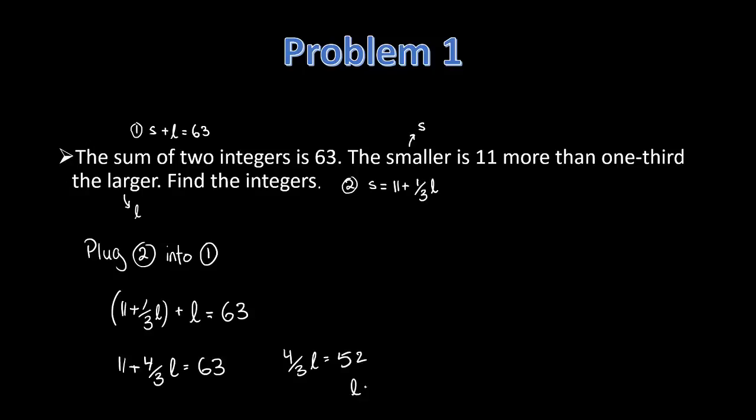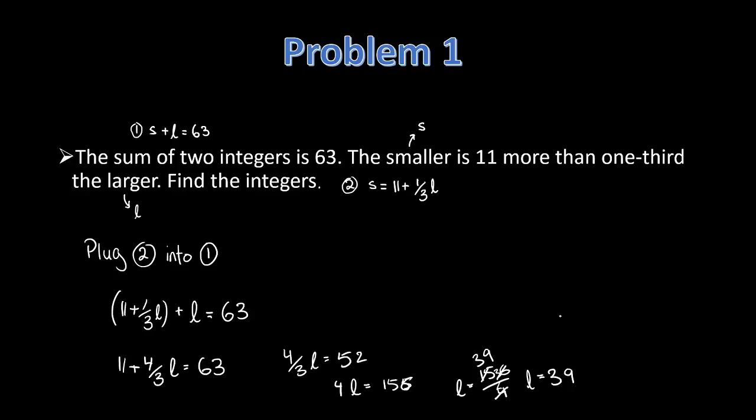And 4L is equal to 3 times 52, which is going to be 156. And L is equal to 156/4. That's going to be a 3, and that's a 36, and that's going to be a 9. Right? So L is equal to 39.